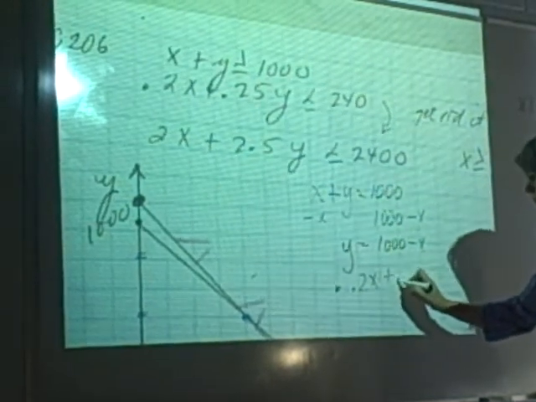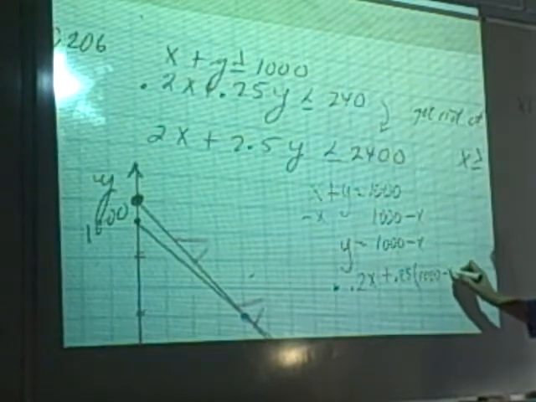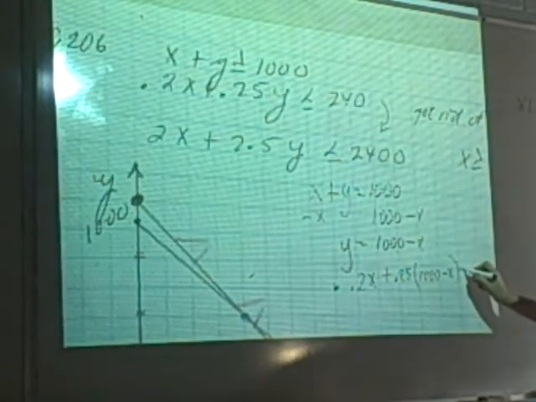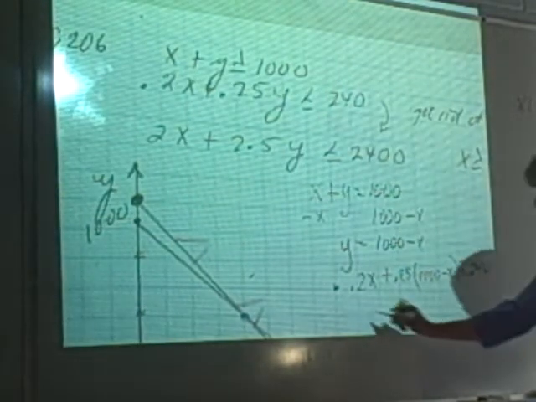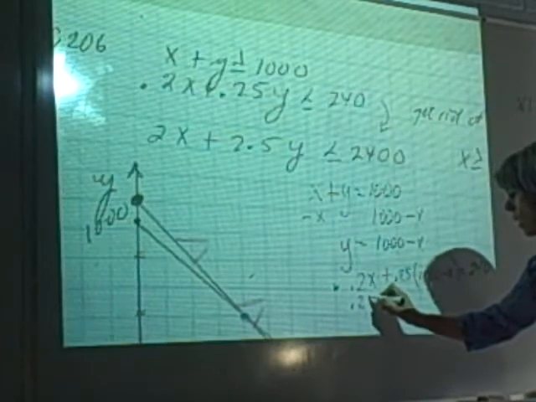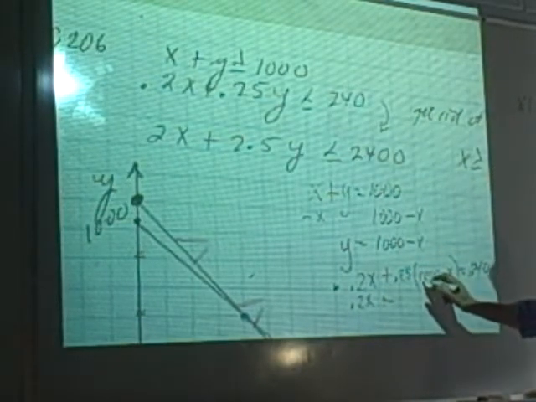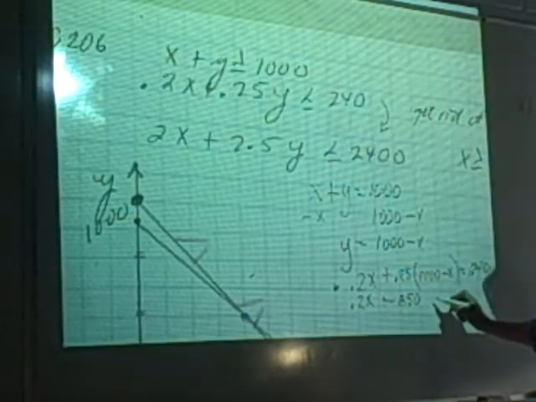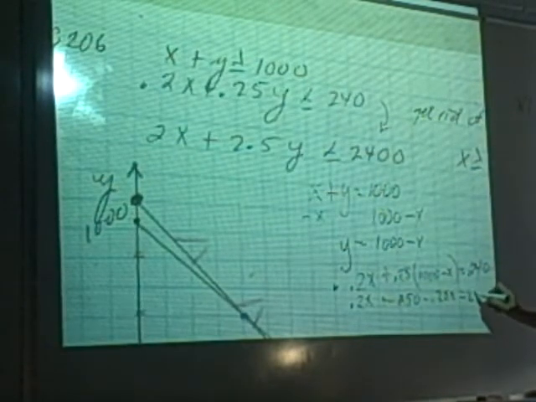0.2x plus 0.25y is 1,000 minus x. And I'm again solving this as an equality right now, it is 240. So I have 0.2x plus 250, right? 250 minus 0.25x equals 240.